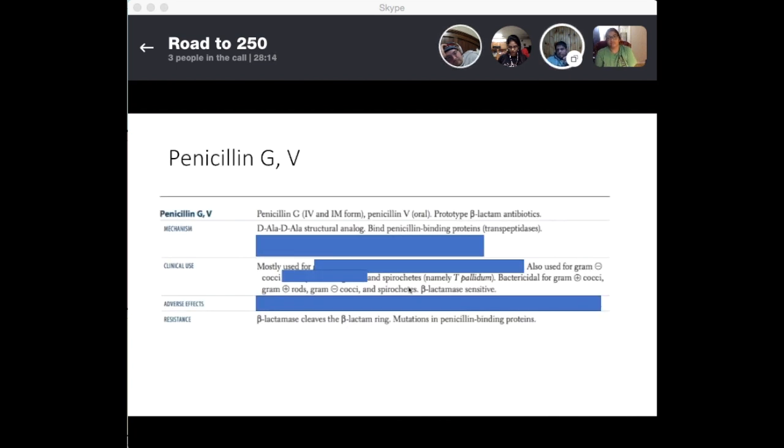All right, so any questions before we move on to our drugs for the night? Nope. All right, so penicillins. So we're just going to talk about Pen G and Pen V.